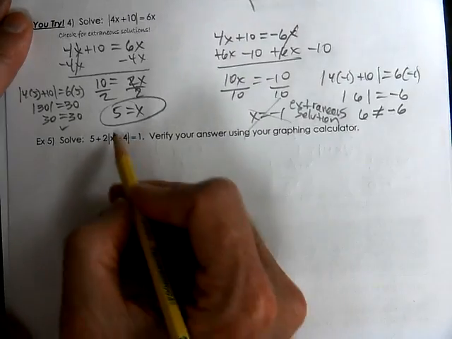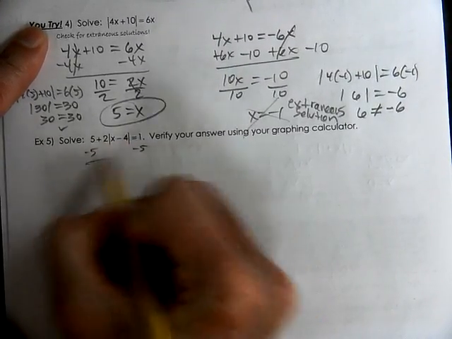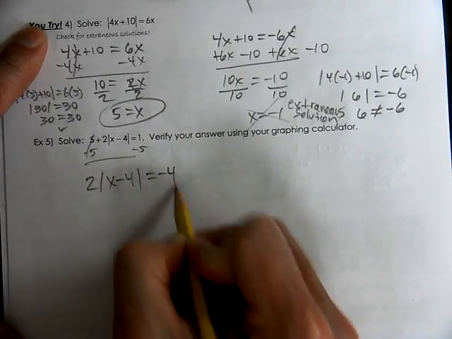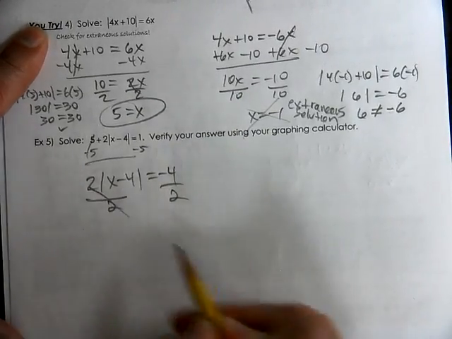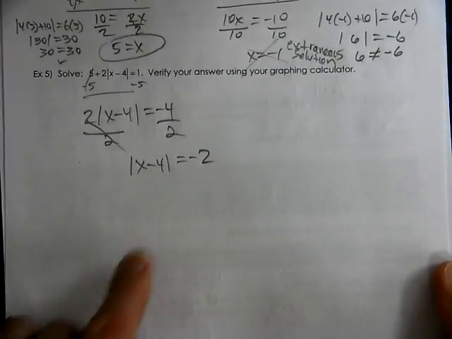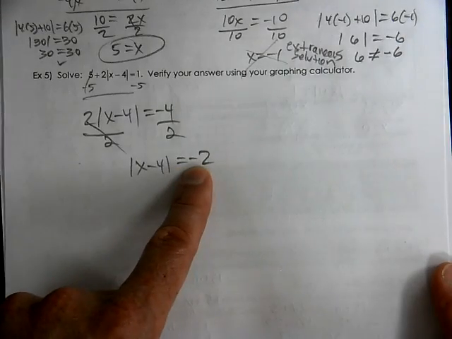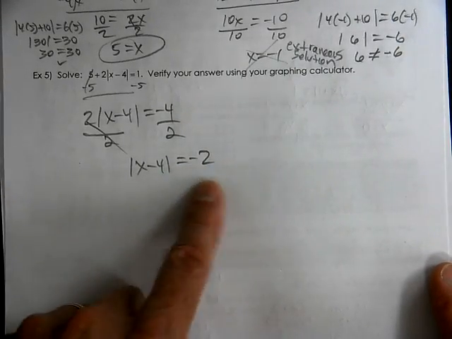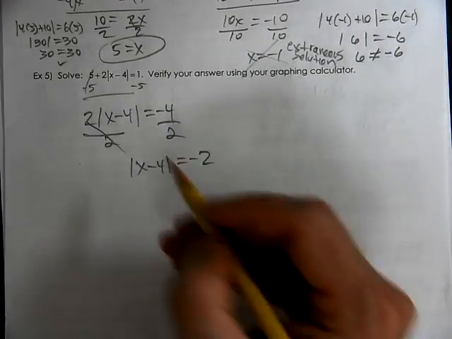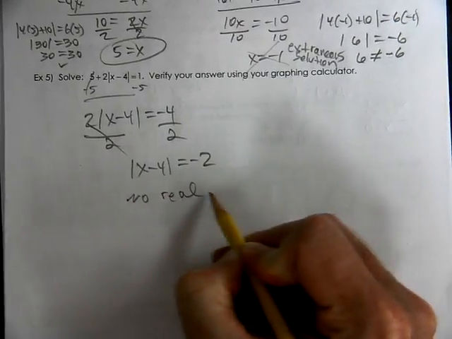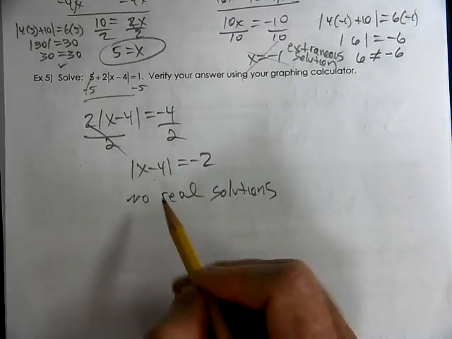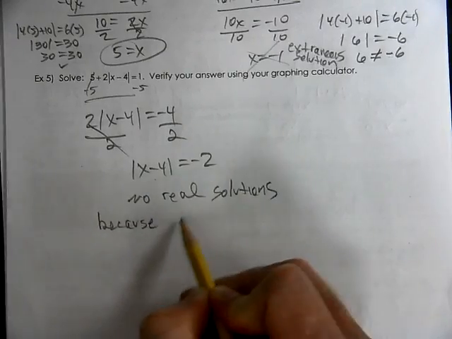If you were to use algebra for this, minus 5 minus 5, 2 times the absolute value of x minus 4 equals negative 4. Divide by 2, divide by 2. Absolute value of x minus 4 equals negative 2. Can an absolute value equal a negative number? That's impossible. Right? Doesn't the absolute value always have to equal a positive? So I know right now, no real solutions. Because absolute value can never equal a negative.